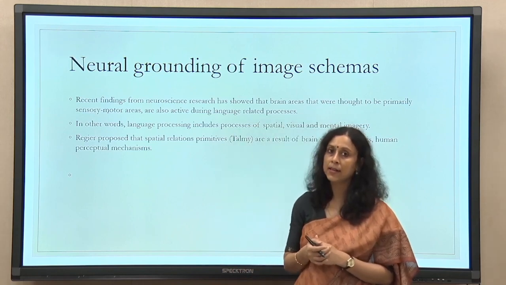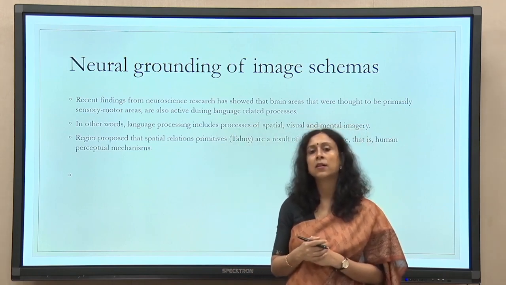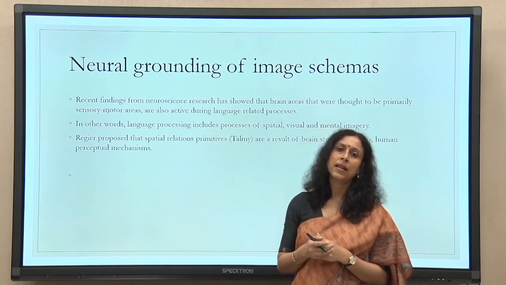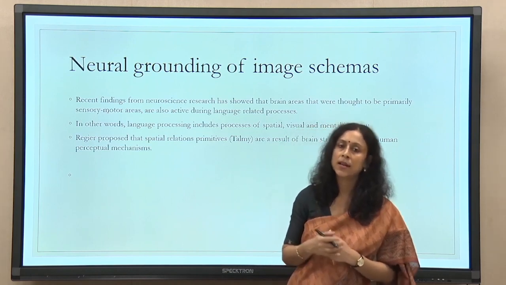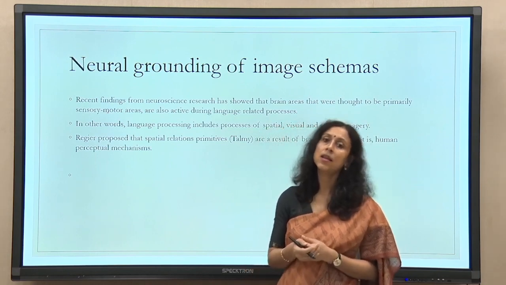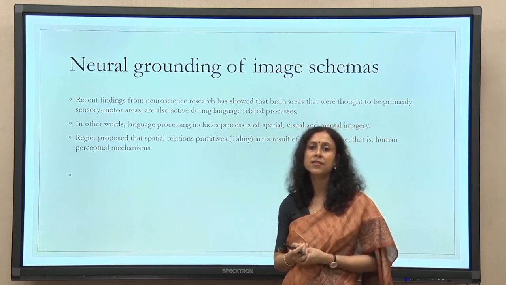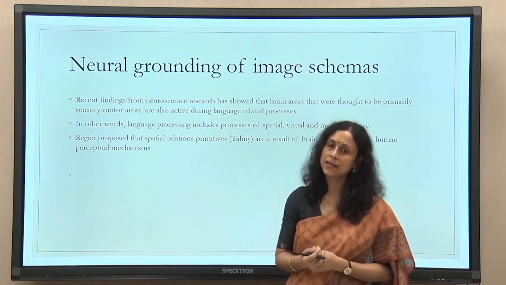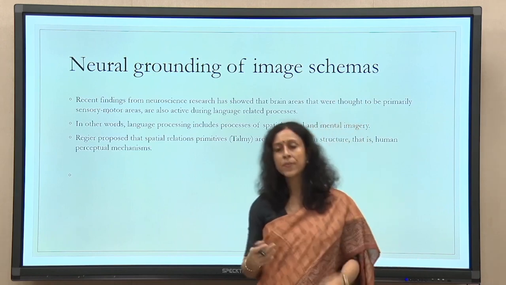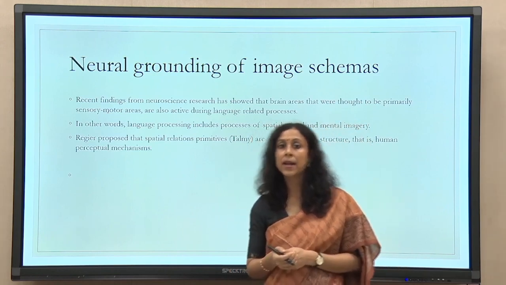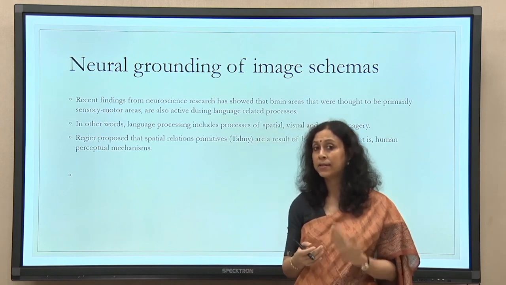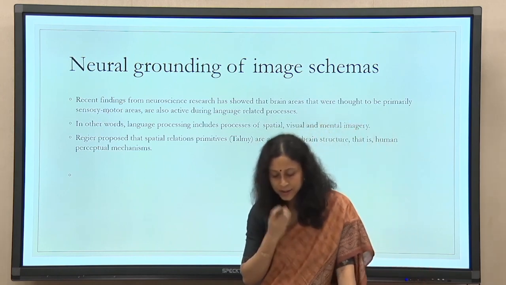This has been a remarkable finding in the last few decades: the brain areas that are active when we carry out a language task are not only the language areas that we already know, like Broca's area and Wernicke's area. Language areas are of course getting activated, but simultaneously we also activate many other brain regions even when processing a very simple sentence. We are activating the sensory motor domains as well. This remarkable finding takes us to understanding schematic representation in the brain in a better way. In other words, language processing includes processes of spatial, visual and mental imagery. This is what the latest research has shown.